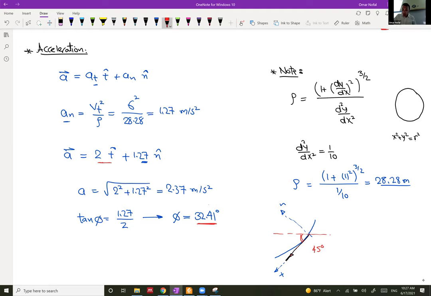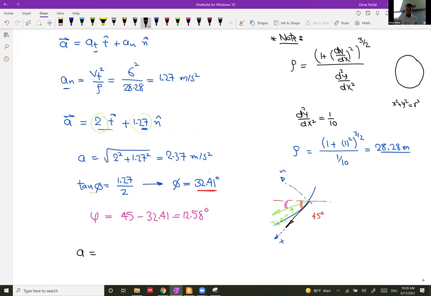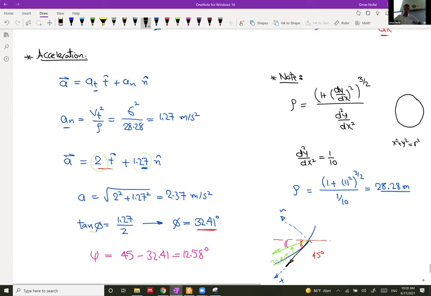So 32.41 is measured from here, not from the x-axis. Because I get the tan phi based on these values from the tangent. So it's measured from the tangent, 32.41 degree. So if we want to get this angle, let's call it C, it should be 45 minus 32.41, which will give you 12.58 degree. So the acceleration magnitude is equal to 2.37 meter per second squared, and the direction from the horizontal is 12.58 degree. So this is how we solved the problem.